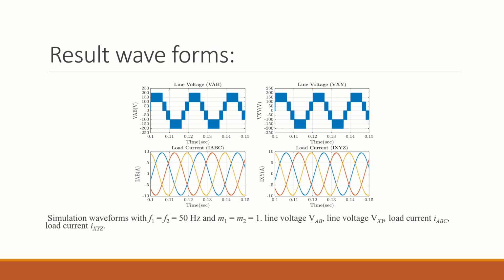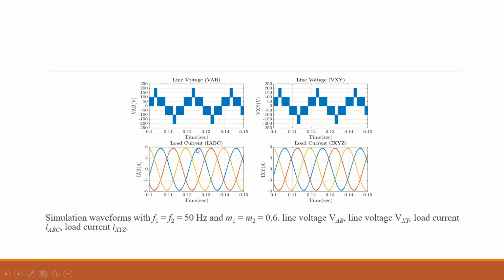These are the line voltage VXY, the load current IABC, and the load current IXYZ. These are the voltages, the upper one and the lower one, and these are the currents. Here, when we give the same frequency and the modulation index is equal to 1, this means magnitude and amplitude are the same, and we have different levels, meaning the levels are also increasing.